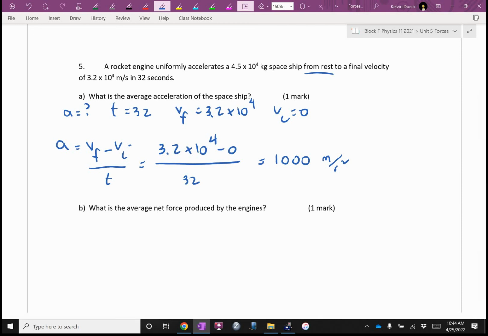That's a big acceleration. I can tell you this is not a manned spacecraft because that's around 100 Gs. What's the average net force? Why did I say average net force? I suspect the force isn't constant because as you're burning rocket fuel, your mass might be changing. I don't know. So whenever I say average, it's my way of saying, look, if we had calculus, we could probably do this better, but it's probably a changing force. I'll hedge my bets.